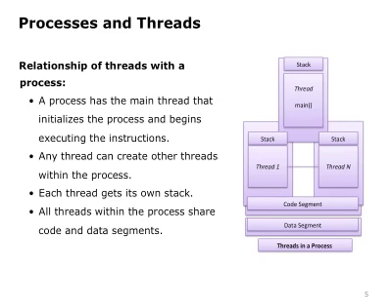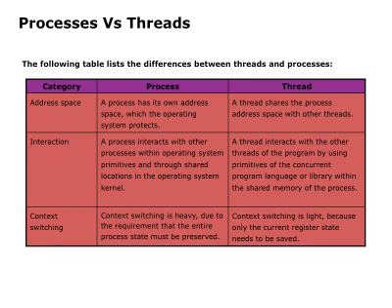Processes and threads are different. A process has the main thread that initializes the process and begins the execution, and after that, any thread can be created within the process. These created threads will have their own stack, but they will also share the data and code segments with other threads created within the same process. The differences have many aspects.